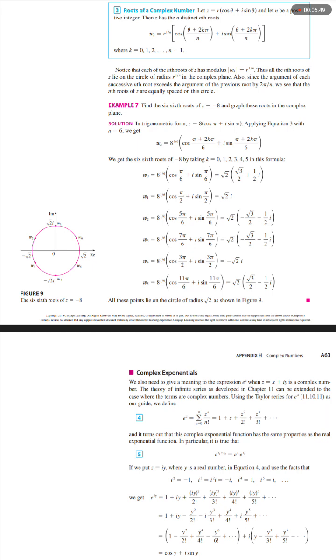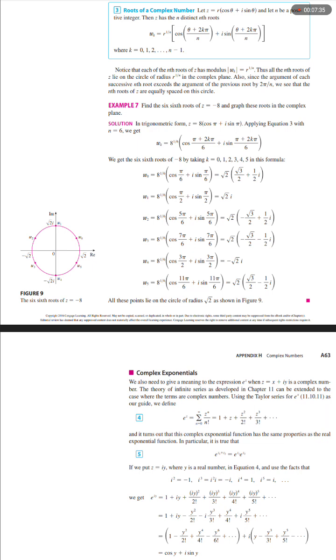w_0 equals 8^(1/6), or the sixth root of 8, times (cos π/6 + i sin π/6) equals √2 (√3/2 + 1/2 i). w_1 equals 8^(1/6) (cos π/2 + i sin π/2) equals √2 i.